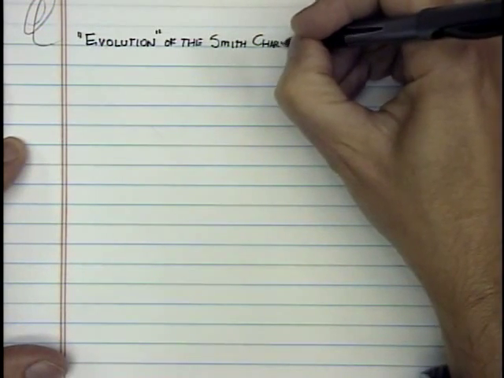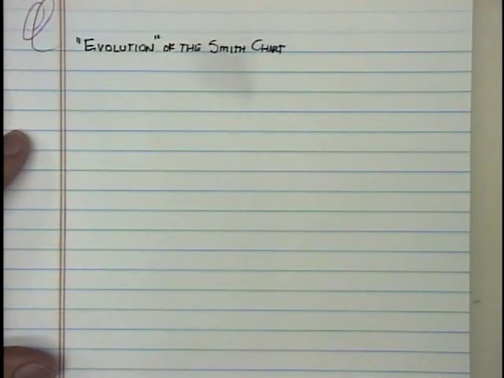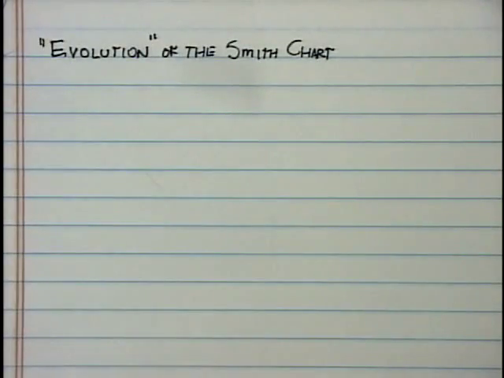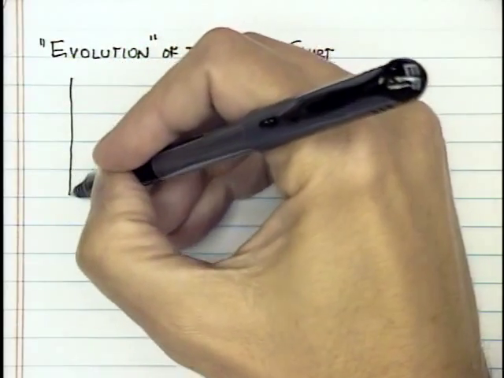Okay, I'm going to try to illustrate something that I'm going to call the evolution of the Smith chart, from the right half impedance plane.